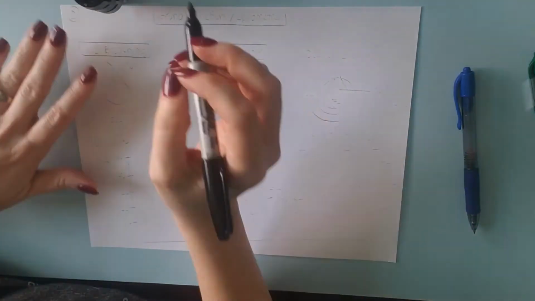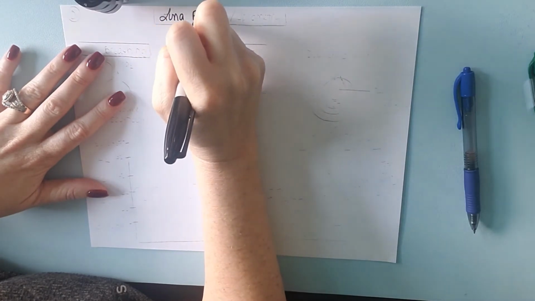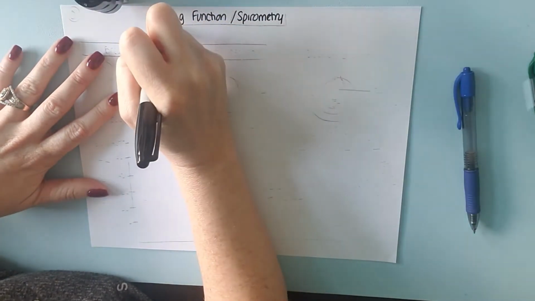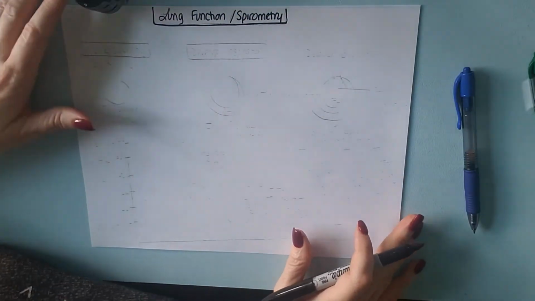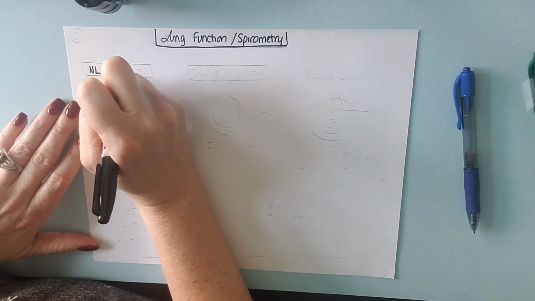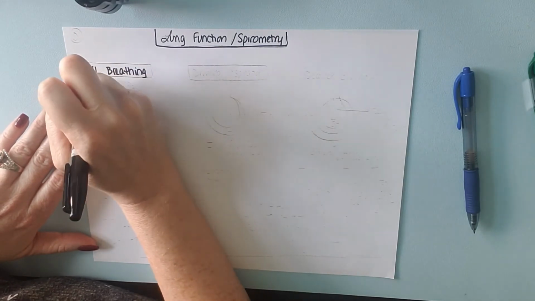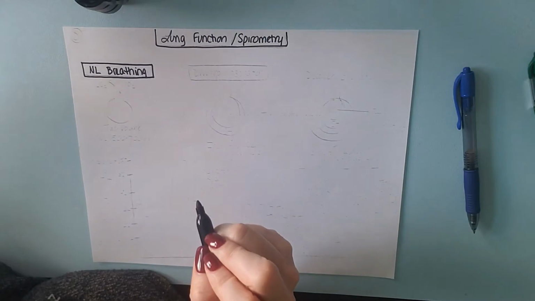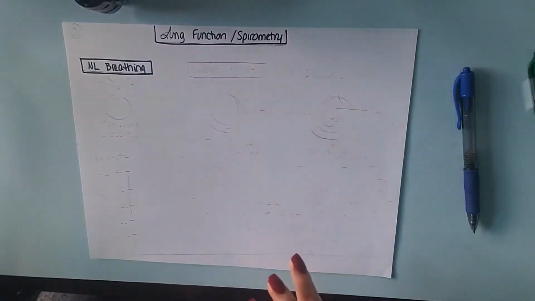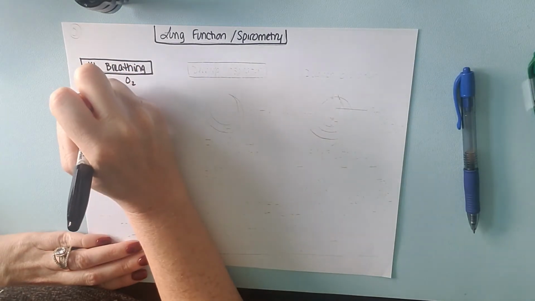It's really, really easy. Okay, so next is lung function and spirometry. This you have not done yet, and this can be a little confusing. So hopefully I will explain it in a way that you understand. If I don't, please email me or anything and let me know, and I can possibly tell you in a different way so you can understand a little bit more.